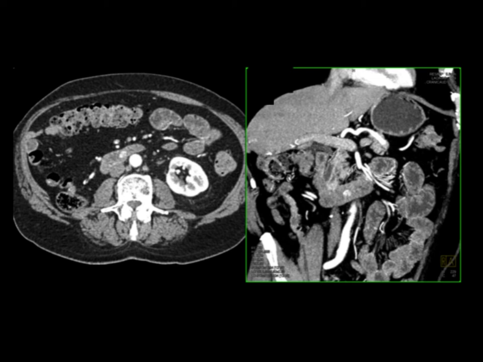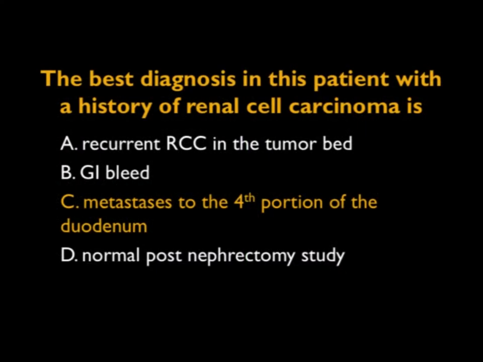Now, if there was no history of renal cell carcinoma, then I would say carcinoid tumor or a GIST tumor, especially GIST tumors. When they're small, they're very vascular. But once you tell me there's a renal cell carcinoma and I see a vascular lesion, I'm going with metastatic renal cell carcinoma. So indeed, that's the answer. This wasn't recurrent renal cell in the tumor bed. This was in the duodenum. Just a wonderful example.